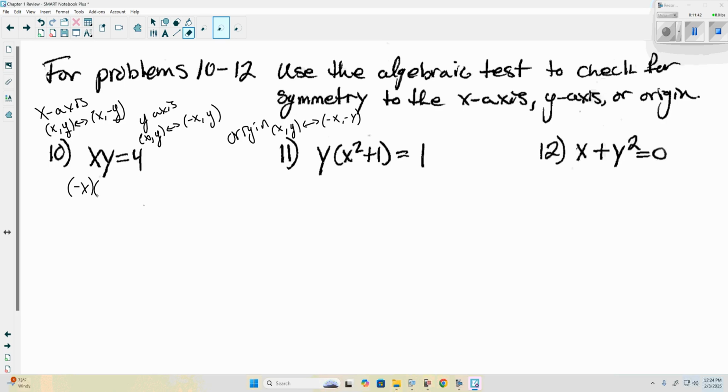Y-axis. We'll do a similar thing, but this time we're going to replace x with negative x instead of y. Negative x times y is going to be negative xy. We can already tell at this point it's not going to work because that's the same thing we got for reflection across the x-axis, yes? We could divide by negative 1, multiply by negative 1. We still get the same thing. So it's not symmetric to the x or y-axis.